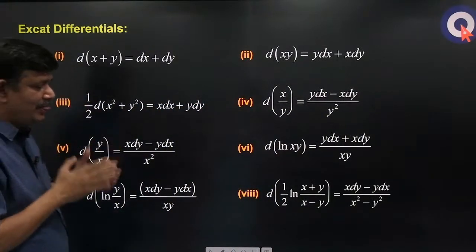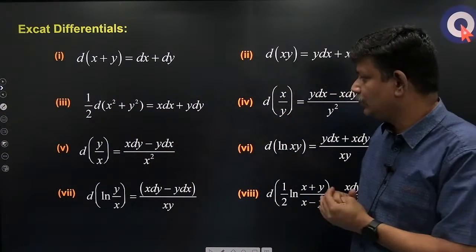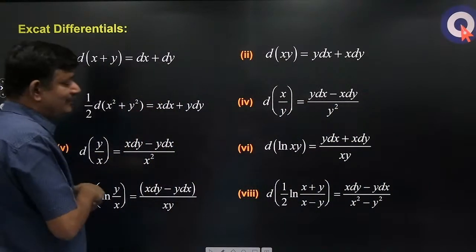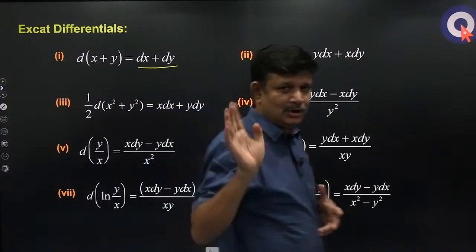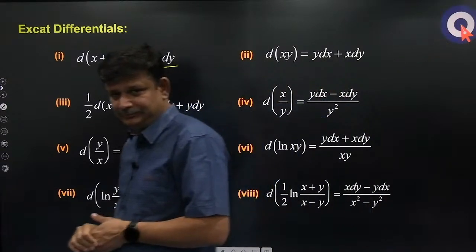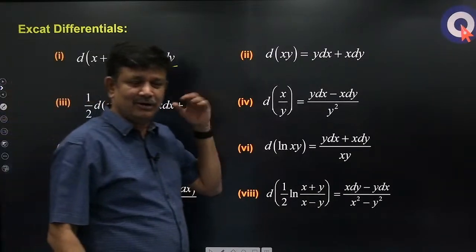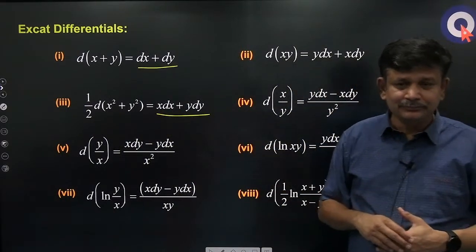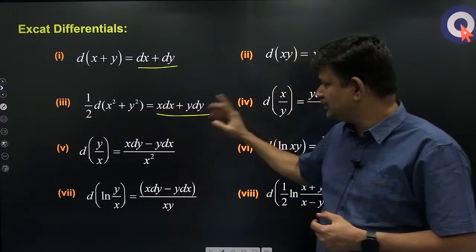Here, make it a habit of learning from left hand side to right hand side, and then recall from right hand side to left hand side. So in a question you will see the right hand side, not the left hand side. From the right hand side you have to identify the left hand side. Like if I see dx plus dy, I should identify that it is the derivative of x plus y. If I see x dx plus y dy, I should identify it as the derivative of x square by 2 plus y square by 2.